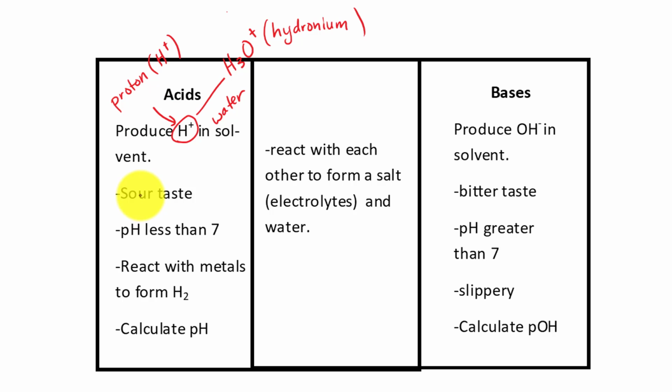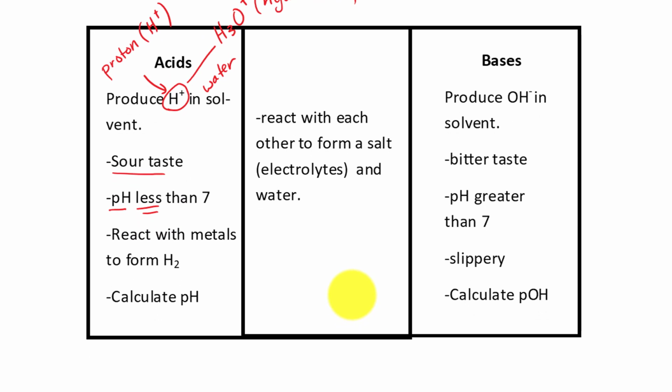Another characteristic of an acid is that it has a sour taste. Think of lemon juice and vinegar. Those are examples of acids. On a pH scale, an acidic solution would have a pH less than 7. And when it reacts with metal, it forms hydrogen gas. Now here's a tricky one. When you have a solution that is made from dissolving an acid, we have to calculate pH first.